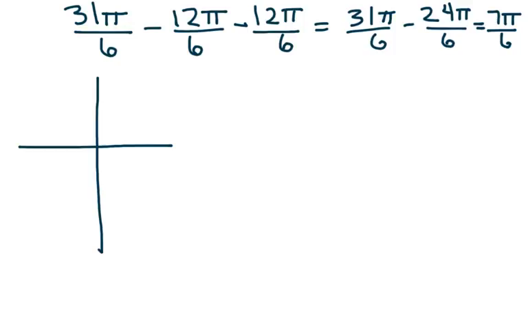All right, so it's in quadrant 3. This is pi over 6. 5 pi over 6. And 7 pi over 6 is here. All right. So we want this angle here.